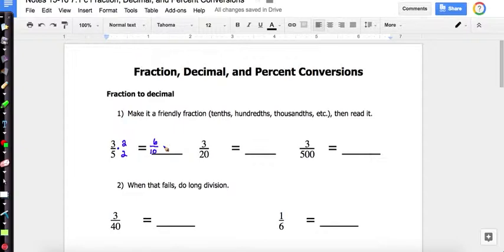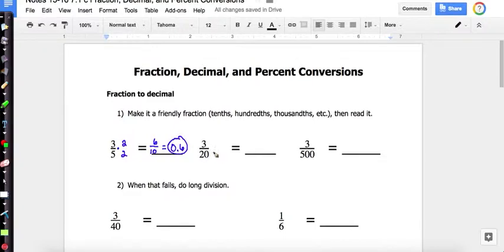So how would I write the decimal? 0.6. Remember, this is just a placeholder. I can write it as just 0.6. And circle your answer.